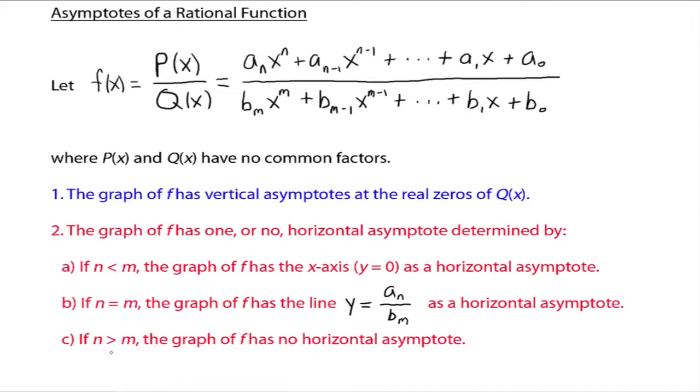And if the degree of the numerator is greater than the degree of the denominator, then the graph of f does not have a horizontal asymptote at all. And that's because as x gets large, your y values get larger and larger. Let's look at an example.